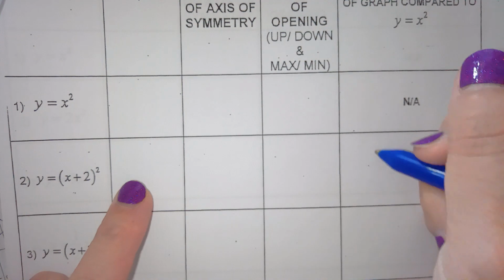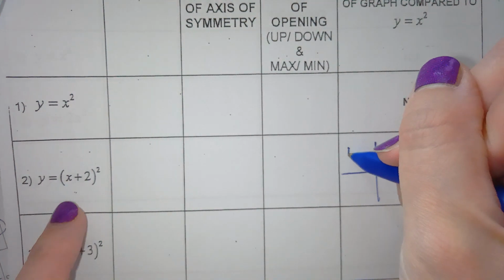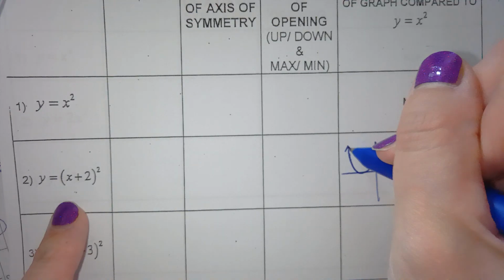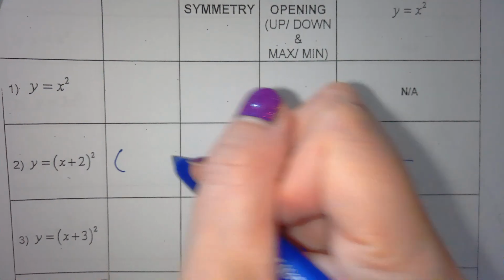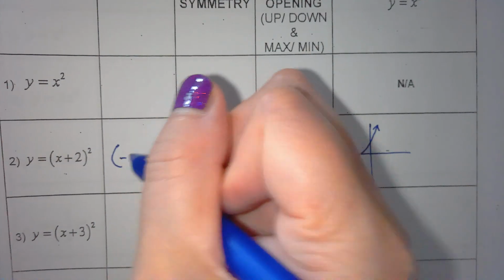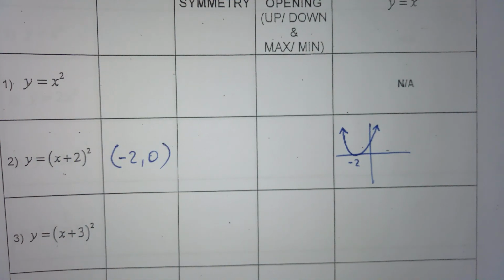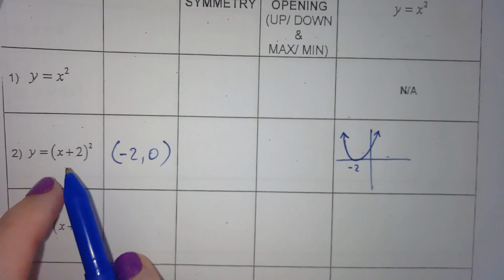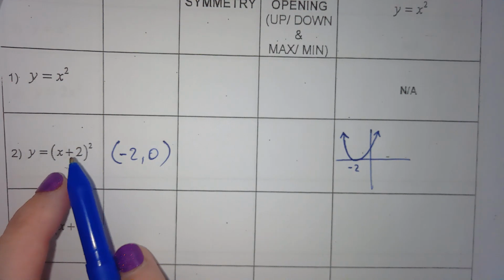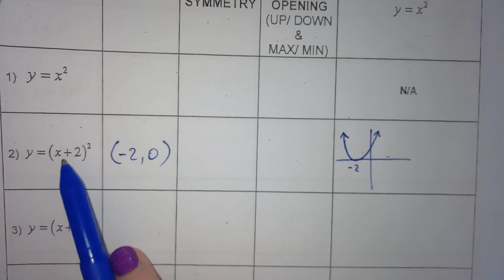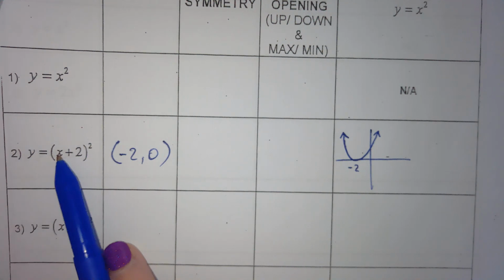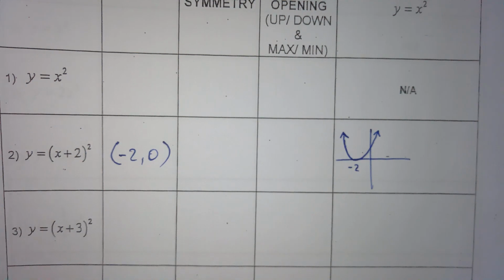If it's plus 2 inside the bracket, it's actually going left. And left by how many? 2. So it goes to negative 2 here. So what's your vertex? Negative 2 and 0. Good. The easiest way to think of it is the opposite sign. If this is plus 2, then it goes to the left, so negative 2. The reasoning is you're figuring out what x equals. If x is negative 2, negative 2 plus 2 gives you 0.